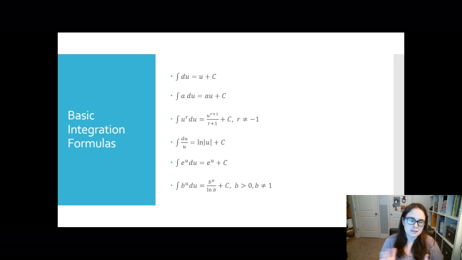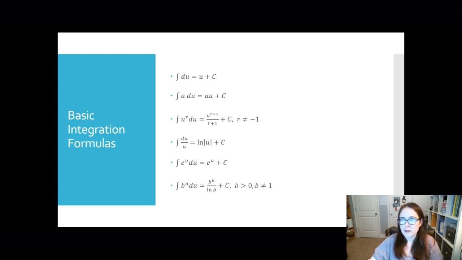And then the last one, I don't run into this too much, but every once in a while, if you have a constant to a variable, so something like 2 to the x, you can see the formula there. If it was 2 to the x, I would get 2 to the x over the natural log of 2 for my integral.